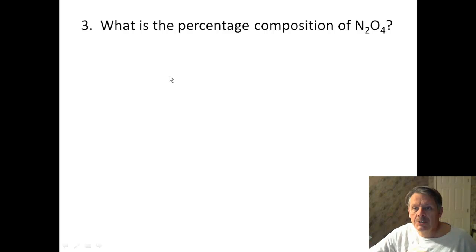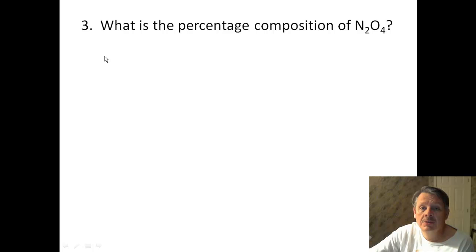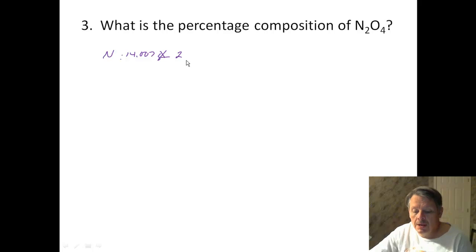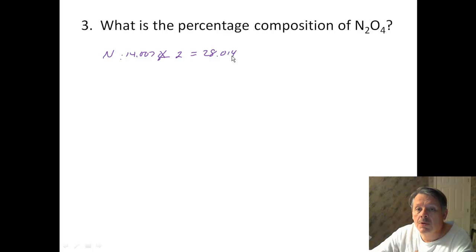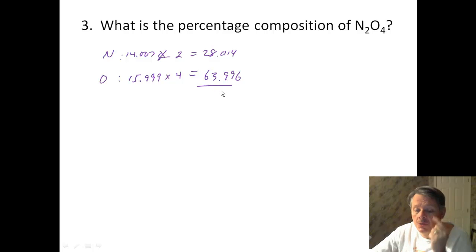What's the percentage composition of N₂O₄? Again, you're given the information here of what elements you have, and nitrogen is 14.007, but there are two of them. You have to multiply by 2, and you get 28.014, and I have to take oxygen, which is 15.999, and multiply it by 4, or 63.996. I have to add those two numbers to get my total, which is 92.01.